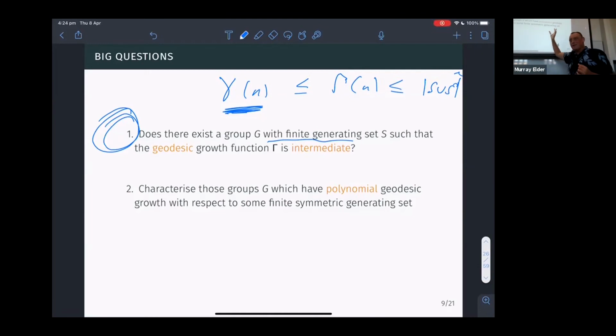I have things to say about it, but not too much. A student of Laura Ciobanu, when she was at Neuchâtel and I was visiting and I got her hooked on this question, went through a paper of Bartholdi where every group of intermediate growth was kind of listed, and she checked every single one of those, and with the standard generating set, they all had exponential geodesic growth, except for one, which we didn't know how to do.